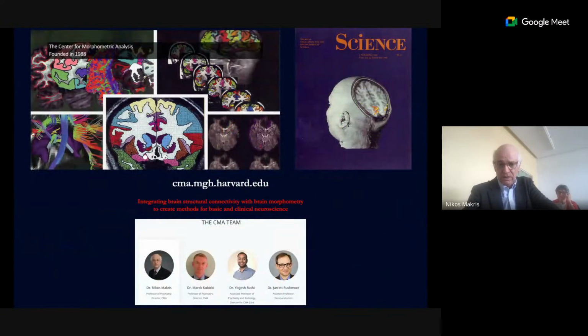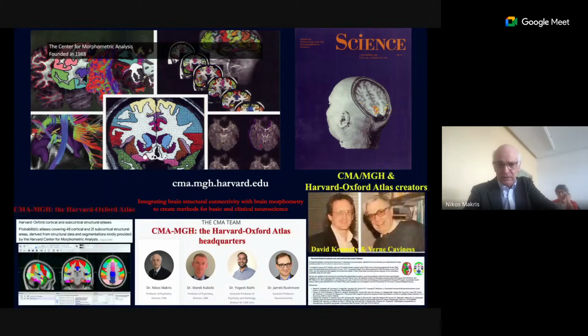And I would like just to tell you that this is the CMA team, Center for Morphometric Analysis, and there was created in the 90s the Harvard-Oxford Atlas, which is widely used, by David Kennedy and Verne Caviness, and this is the Harvard-Oxford Atlas on the left.